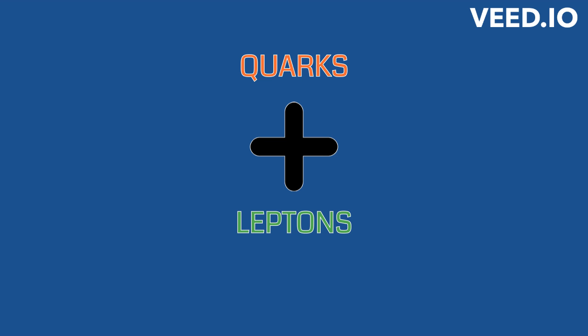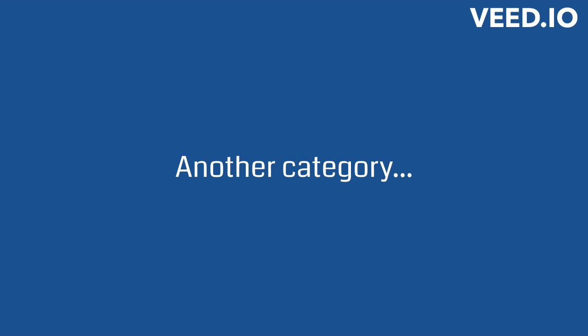So, in total, we have 12 fermions, including quarks and leptons. We have seen how quarks and leptons have built the atoms all around us. There is another category of elementary particles, but they do not make up matter like fermions do; instead they play a different role. This will be our focus in the next video.